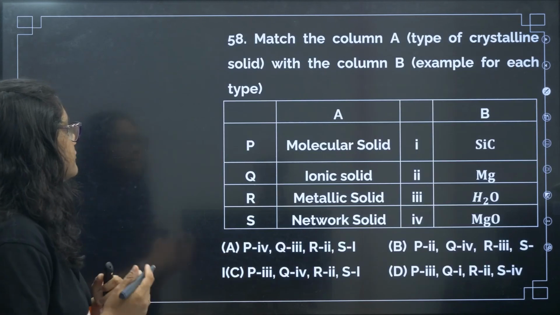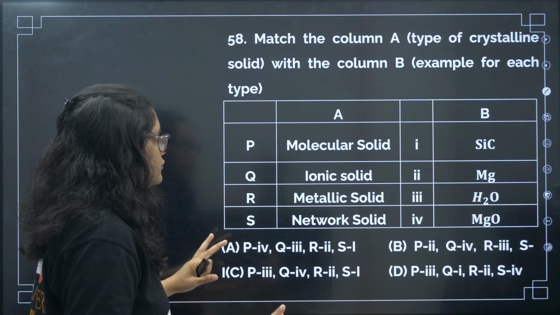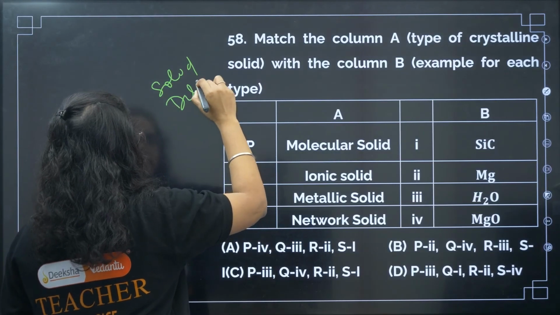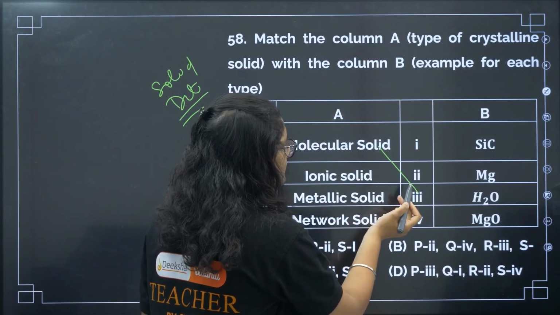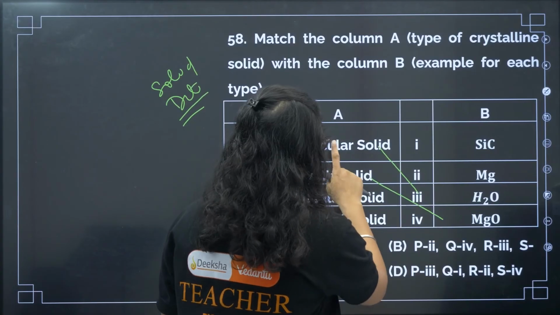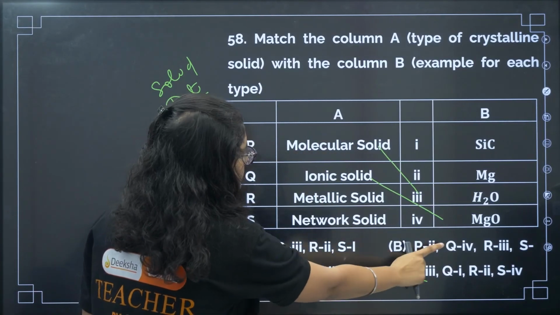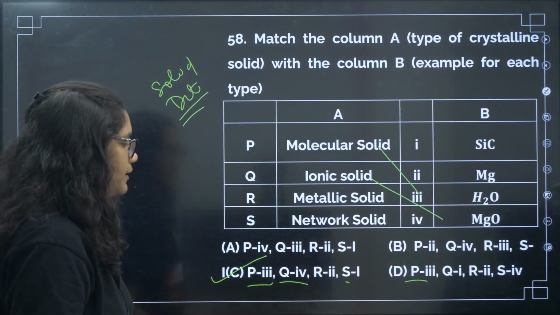Now coming to question number 58, match the following. This question is from your solids chapter, again the deleted portion. What I will be telling you is the answer. Molecular solid is water. Ionic solid is magnesium oxide. So P is 3, and for ionic solid, Q and 4. So we have only 2 options. The correct answer is option number C.